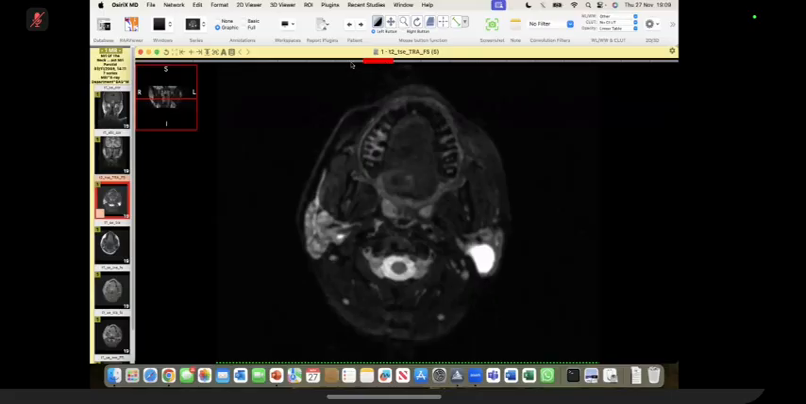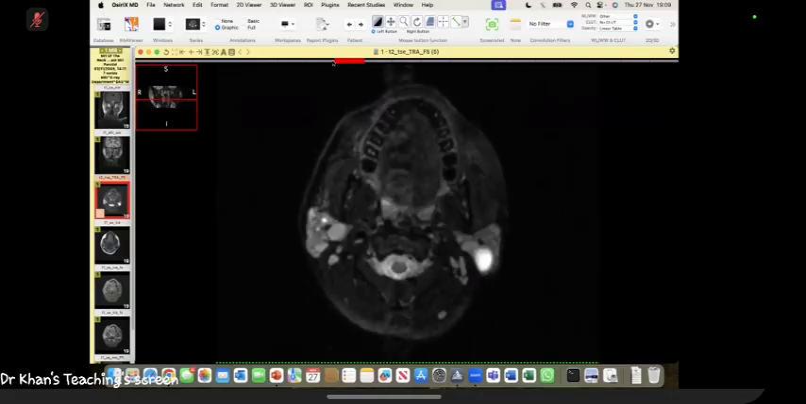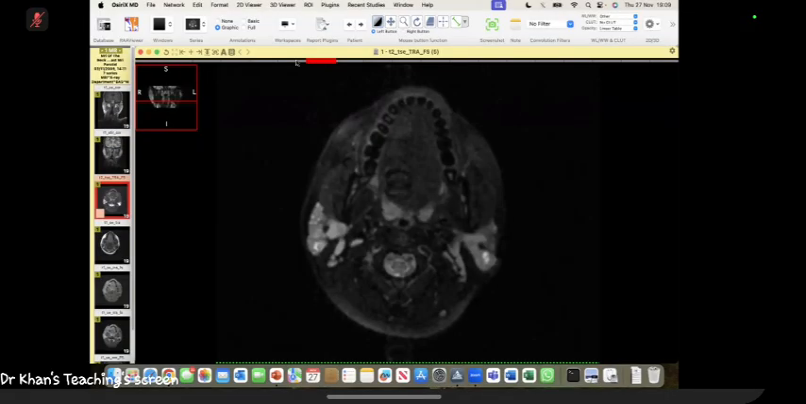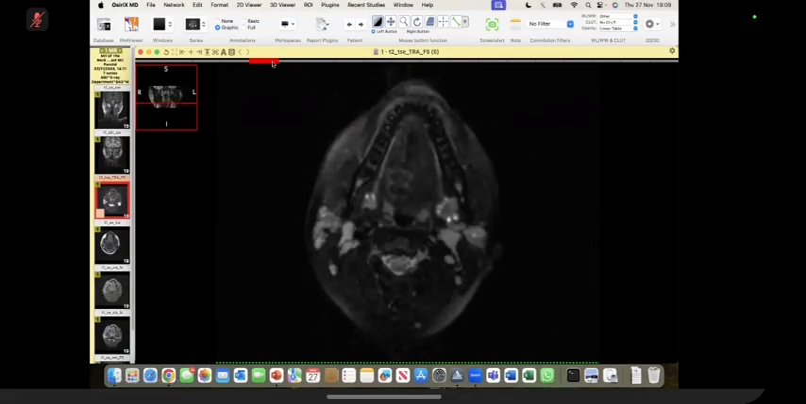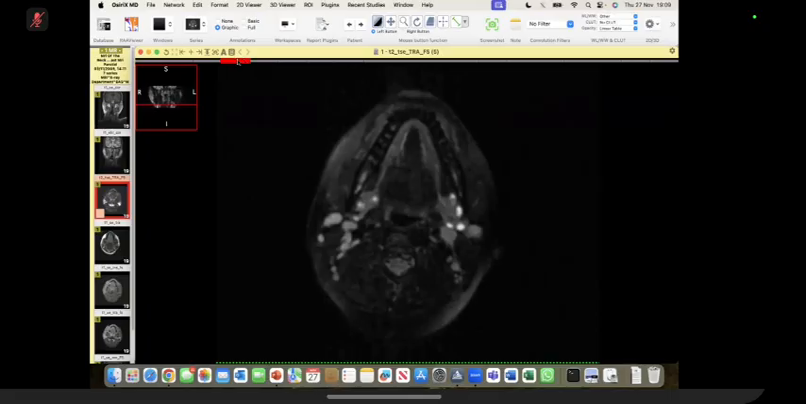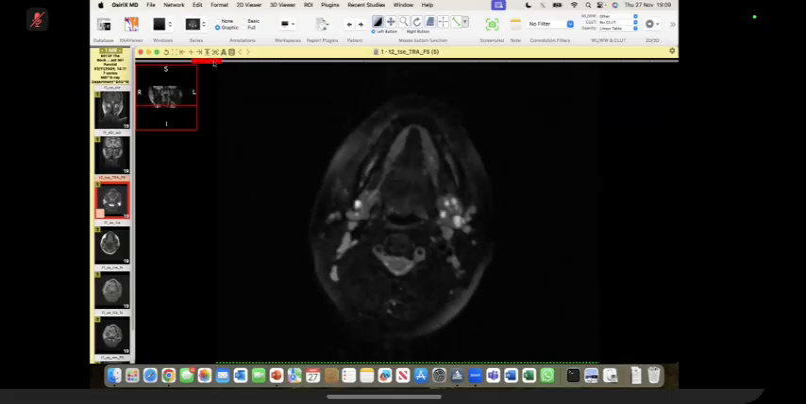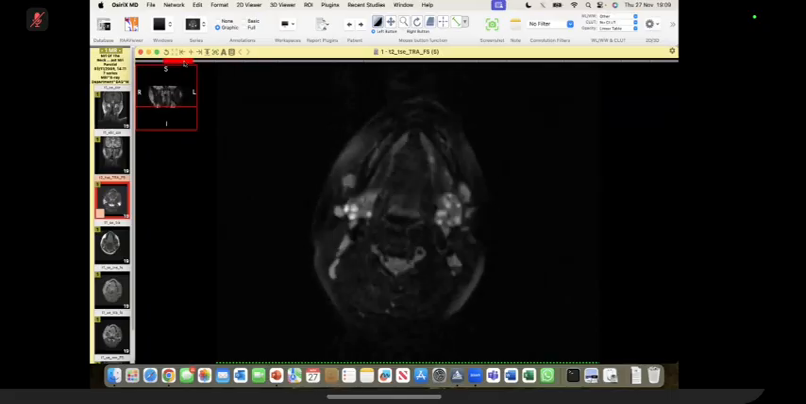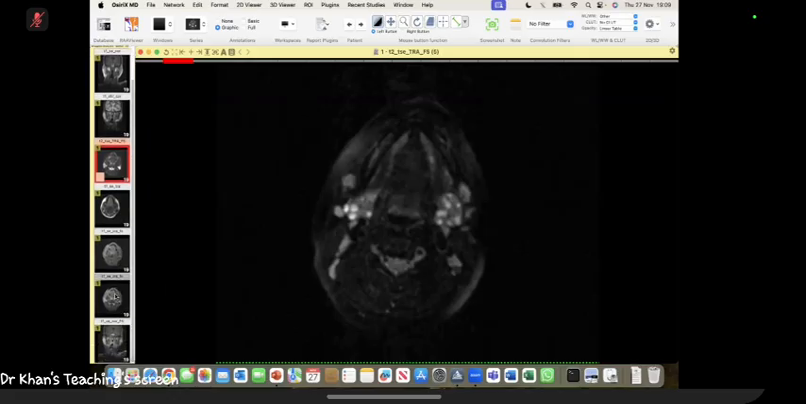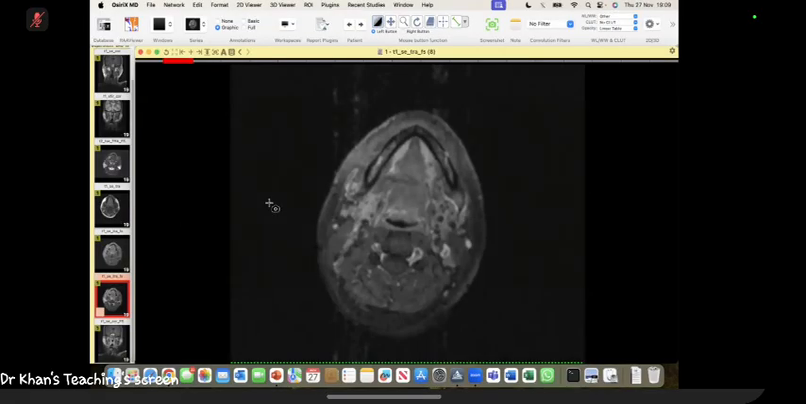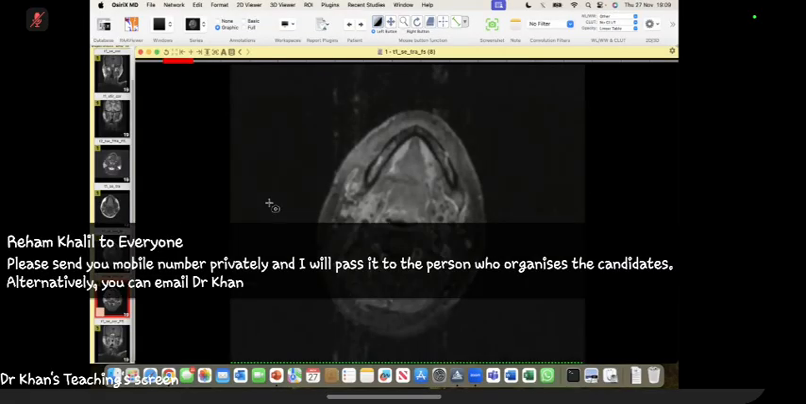Other than that, sir, this could be due to Warthin's tumor of the parotid gland, which is related to smoking. I would like to see contrast as well as the diffusion weighted sequences for further evaluation of this case. Leave the mouse. Okay. This is post-contrast. Yes, sir.